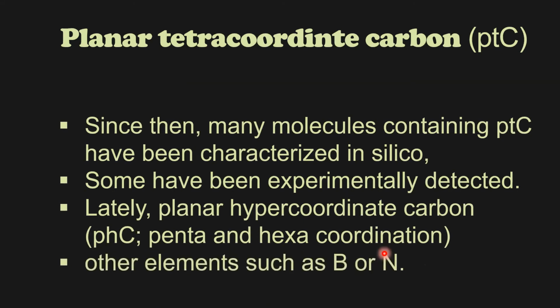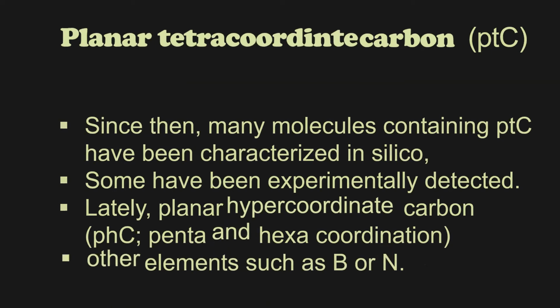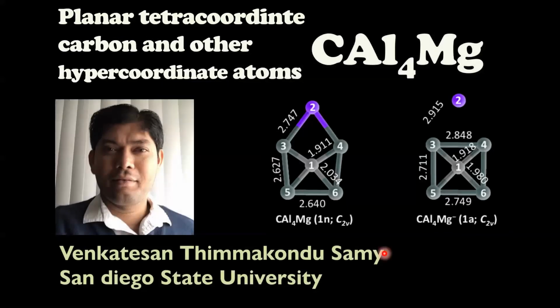So what about boron and nitrogen instead of carbon? They are also being studied. He had intuitively made this structure based on a previous structure where beryllium was the metal, CAl for beryllium. Since beryllium is toxic, not many people want to work with it. So he thought, okay, why don't we try with magnesium?